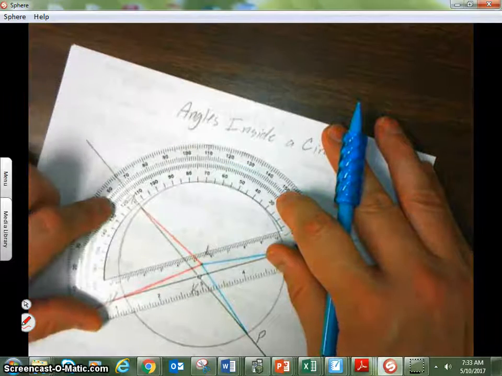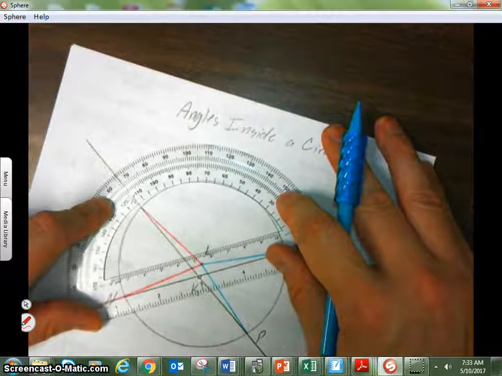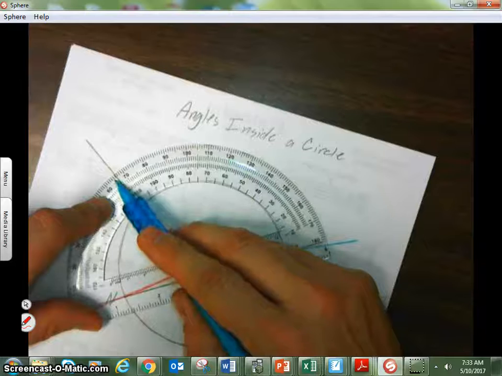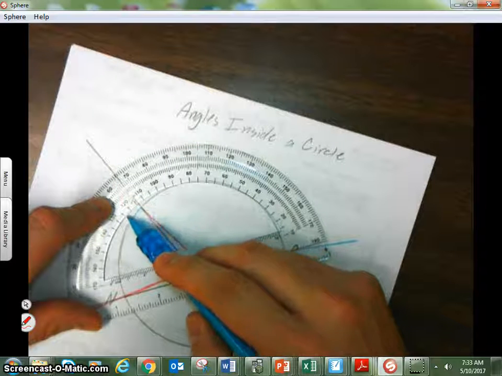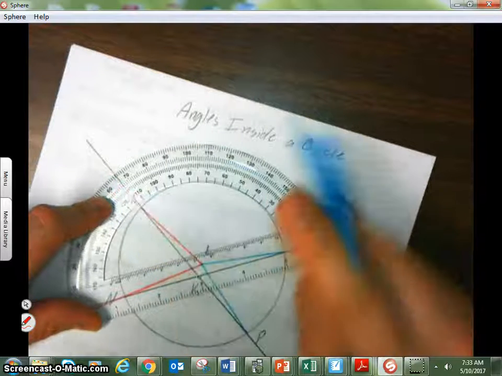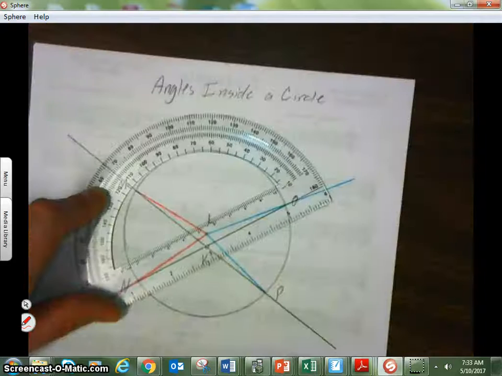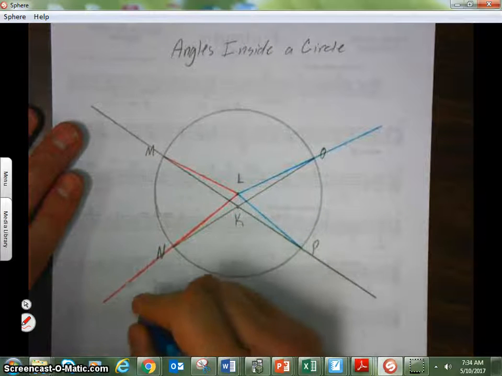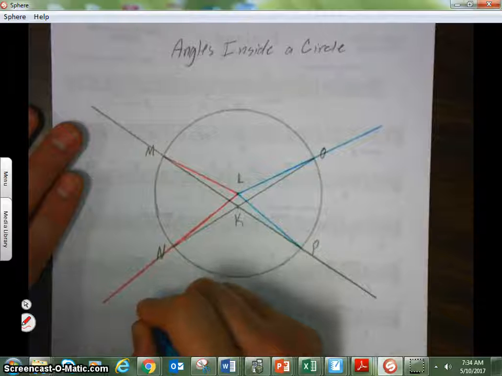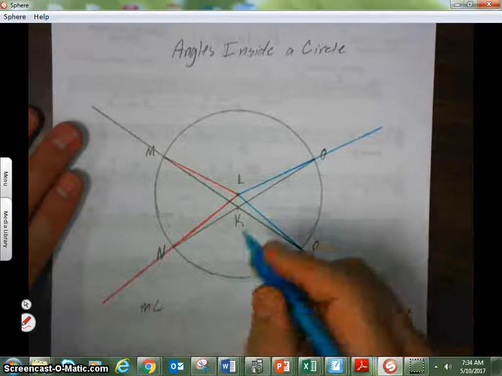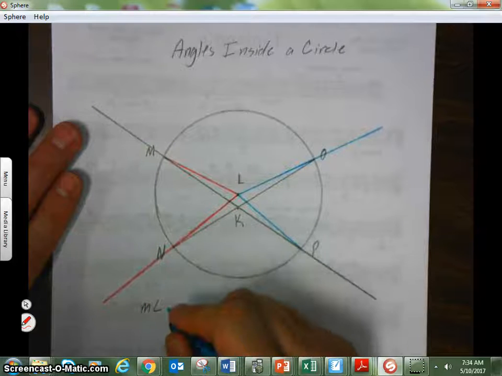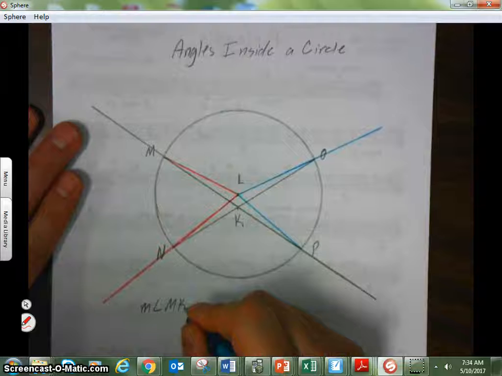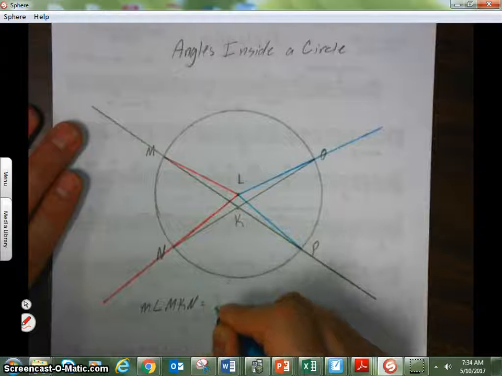And looking at this one, it looks to me right at about, let's see, so this would be 65, right at about 66 degrees on mine. And so I have the measurement of angle MKN is equal to 66 degrees.